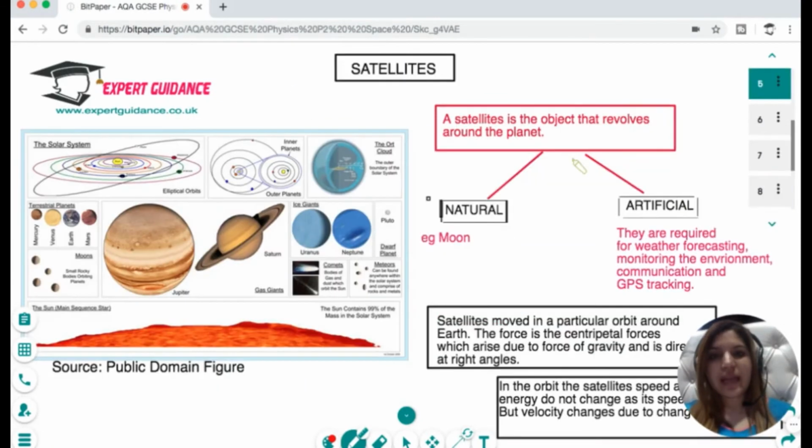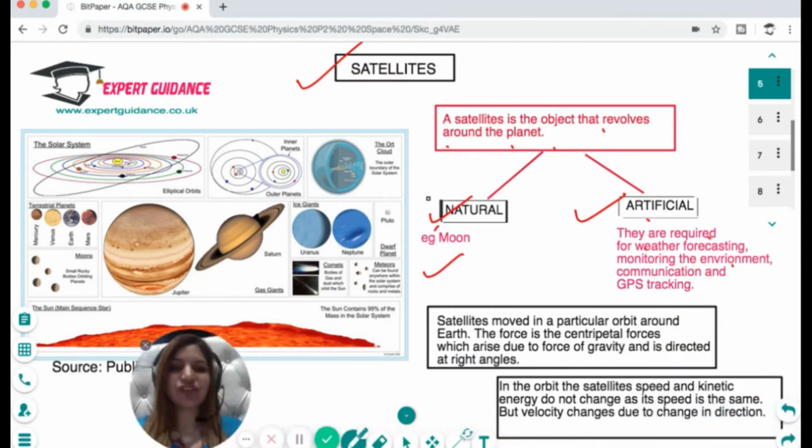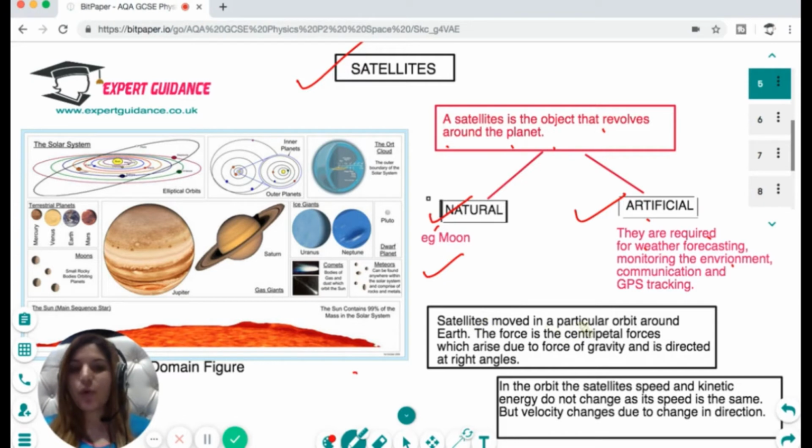Okay. Now, next is satellite. A satellite is an object that revolves around a planet, and they can be natural and artificial. Natural is the moon. Artificial ones are required for weather forecasting, monitoring the environment, communication, and GPS tracking. Satellites move in a particular orbit around the Earth. The force is the centripetal force, which arises due to the force of gravity, and it is directed at right angles. In the orbit, the satellite's speed and kinetic energy do not change as its speed is the same, but velocity changes due to the change in direction.